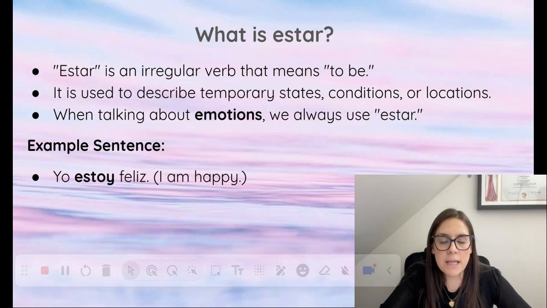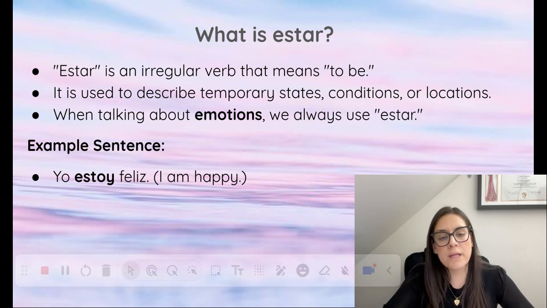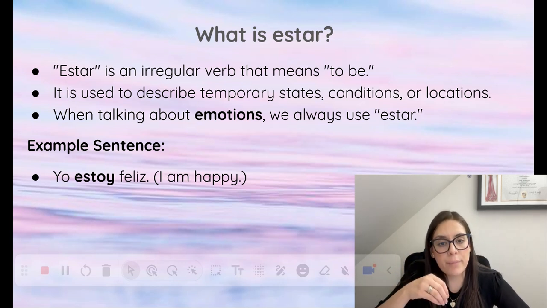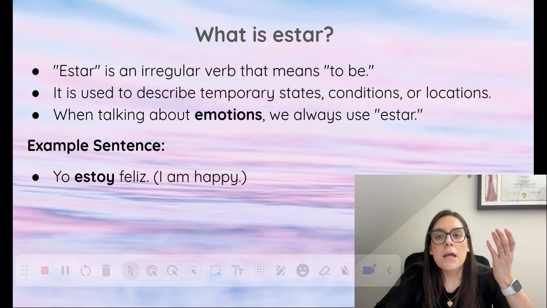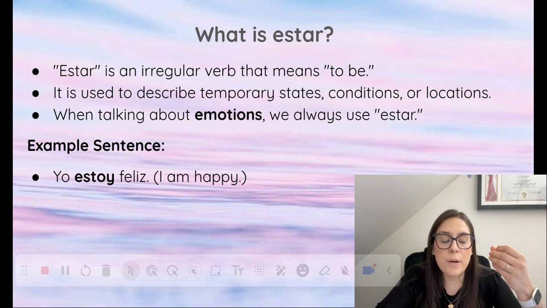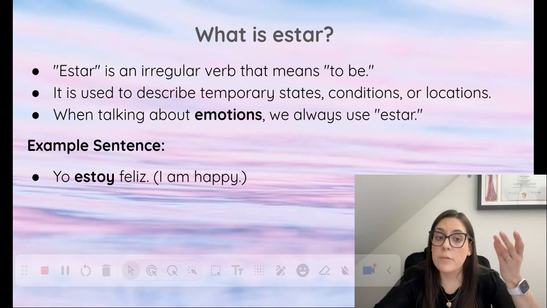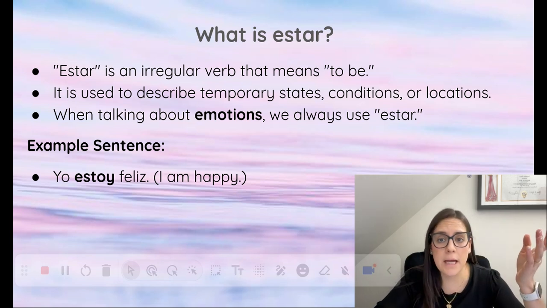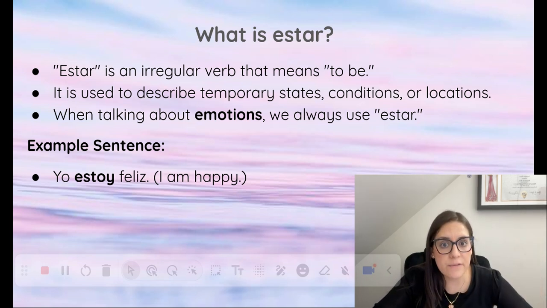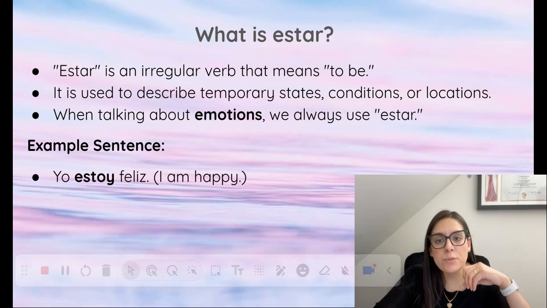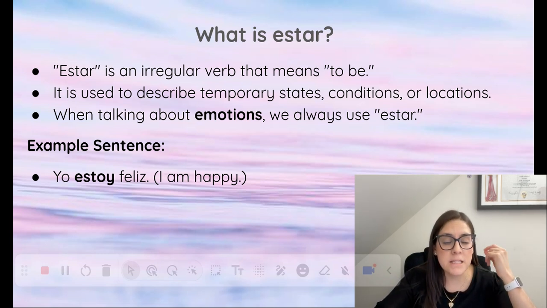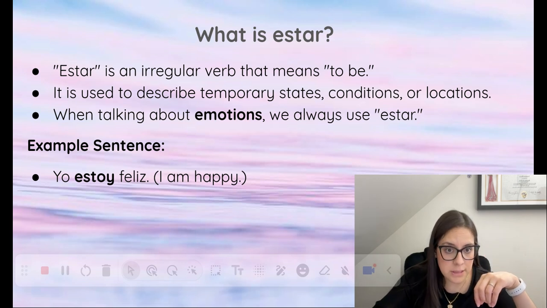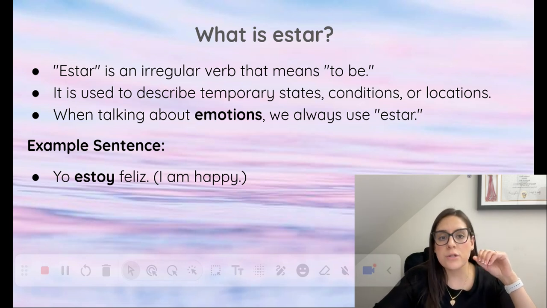So, what is estar? Estar is an irregular verb that means to be. In español, we have regular verbs that follow a certain pattern, and then we have irregular verbs. Estar happens to be an irregular verb. We have not seen any regular verbs yet, but we will be in the near future. And we use estar to describe temporary states of being, conditions, or locations, but in this precise moment, we are going to be using estar to talk about our emotions. When we talk about emotions, we always use the verb estar.